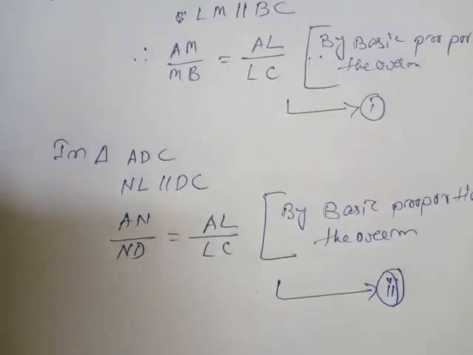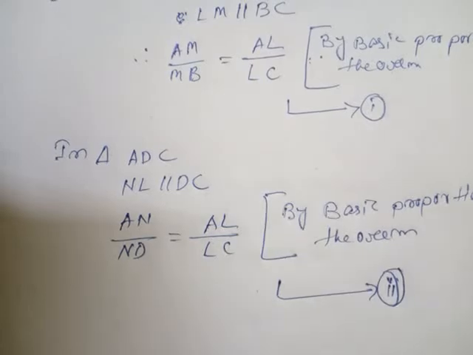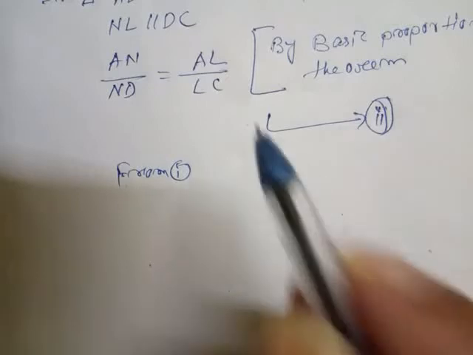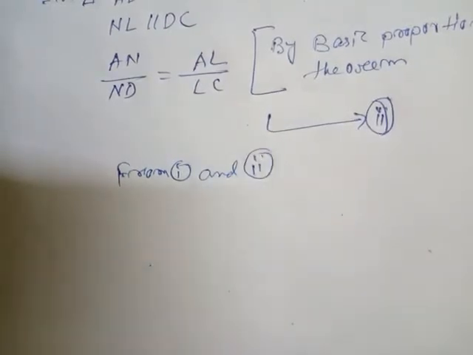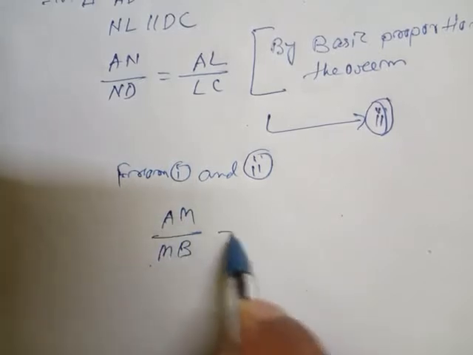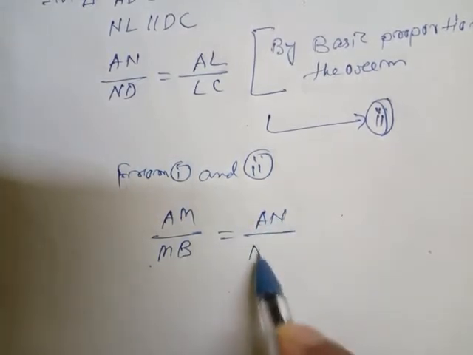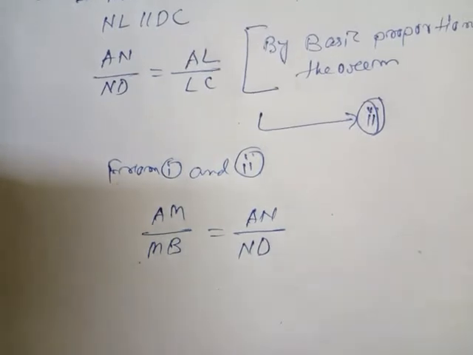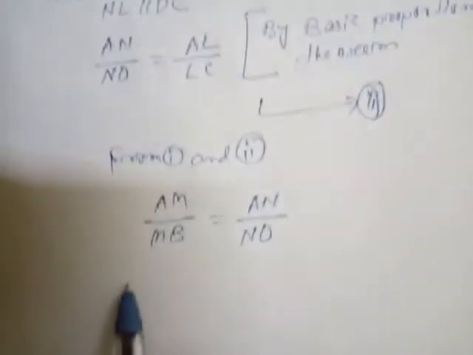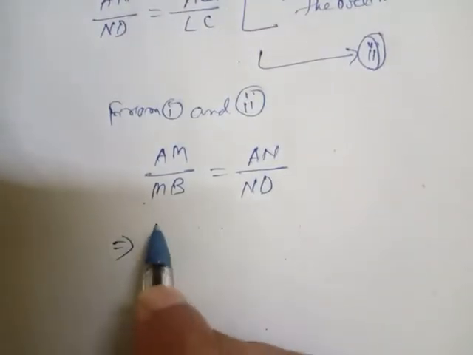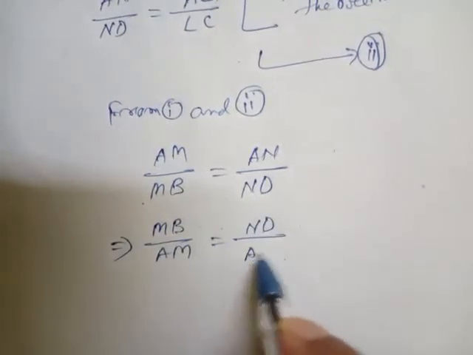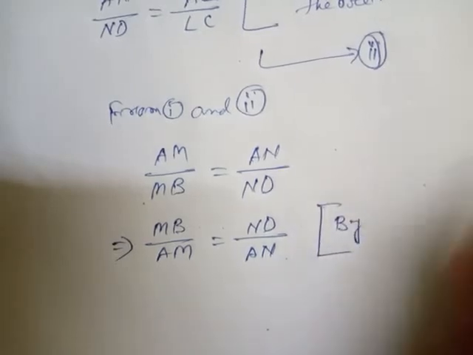Now look, this is equation number 2. Now look after that. Look student, in both the cases AL by LC is common, so from 1 and 2, AM by MB equals AN by ND. Now look student, after that if I go for the reciprocal here, then what will happen? This is MB by AM and this is ND by AN. Here I will write by reciprocal.